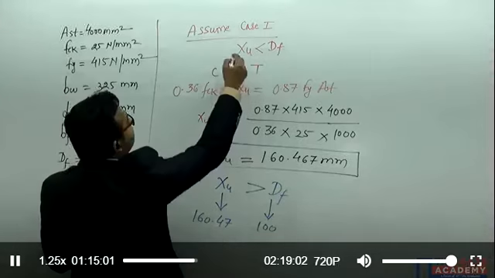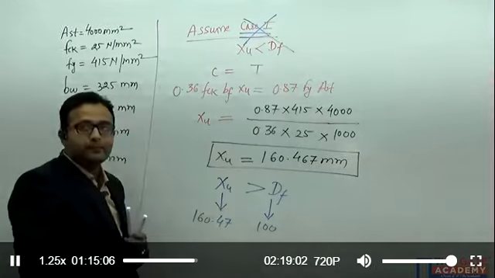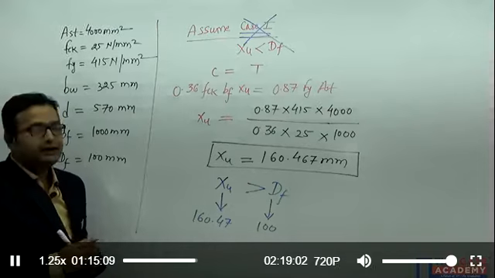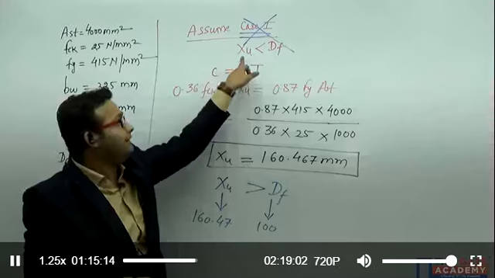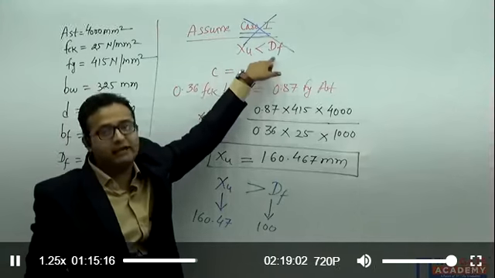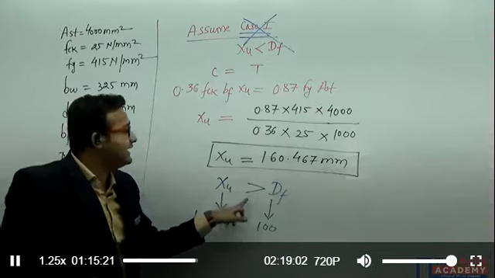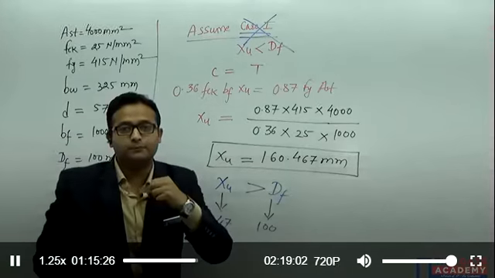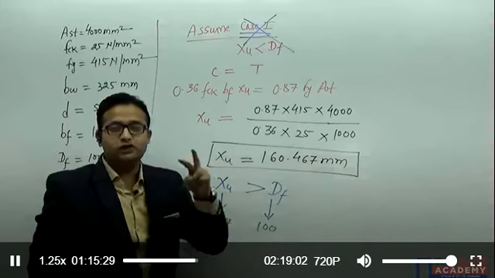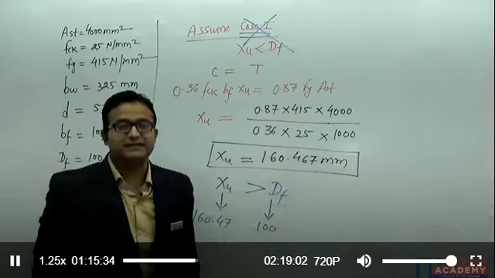Whatever assumption I have taken, it is the case number 1, it is not actually the case number 1. Right? Because in the case number 1 I have assumed the depth of neutral axis is less than the depth of flange. But here when I calculate, I am getting the depth of neutral axis greater than the depth of flange. So definitely it is the case number 2. So let's analyze as per the case number 2.